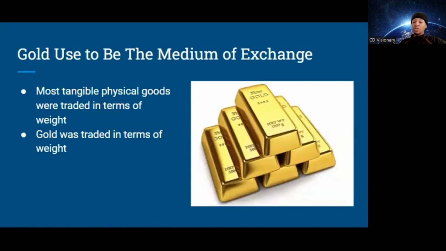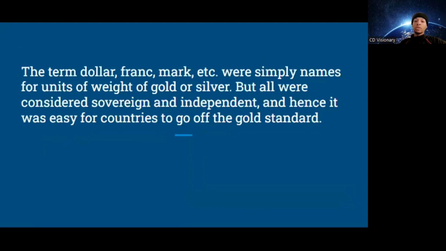So gold used to be the medium of exchange. Most tangible physical goods were traded in terms of weight. Gold was traded in terms of weight. The terms dollar, franc, mark, etc. were simply names for units of weight of gold or silver, but all were considered sovereign and independent, and hence it was easy for countries to go off the gold standard. So all these different nations and countries start developing their own ego, and they start to leave the gold standard and develop their own currencies over time.